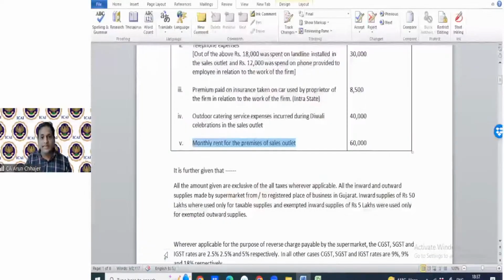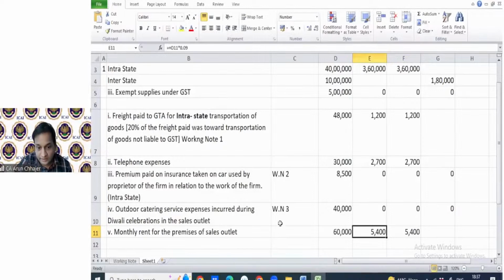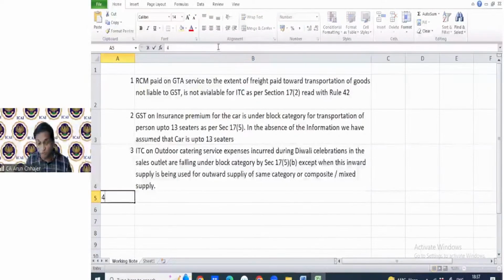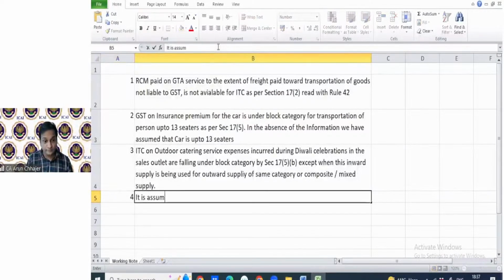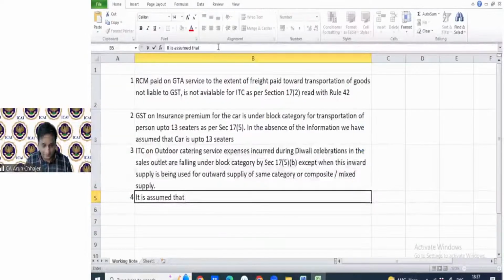Then monthly rent for sales outlet. So it is 60,000, and again I am assuming 0.09. Here also I would love to write working note number 4. What is working note number 4? It is assumed that the rent paid is intrastate supply.